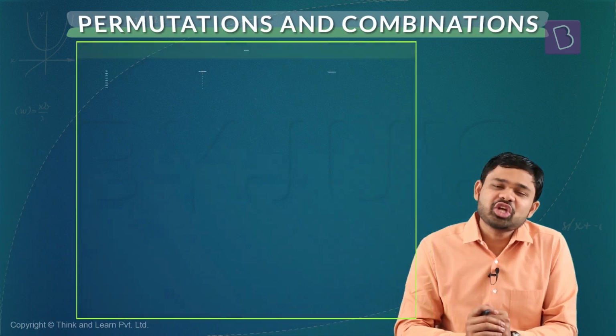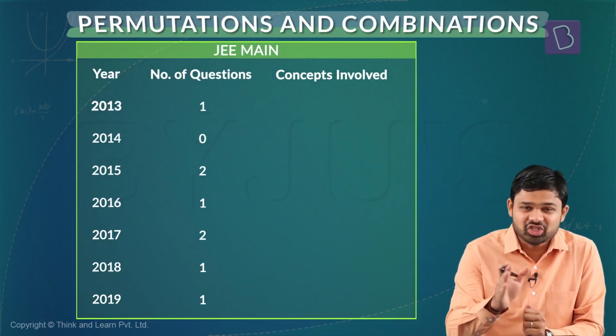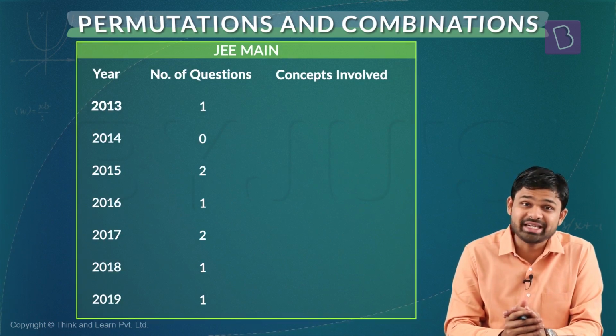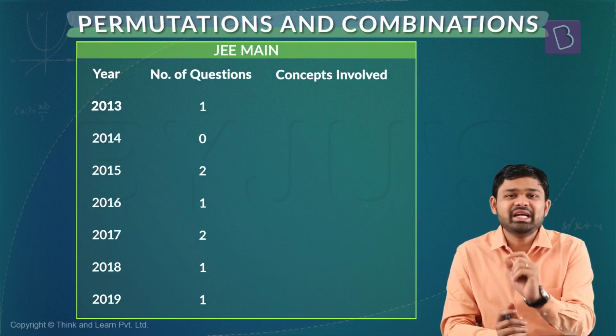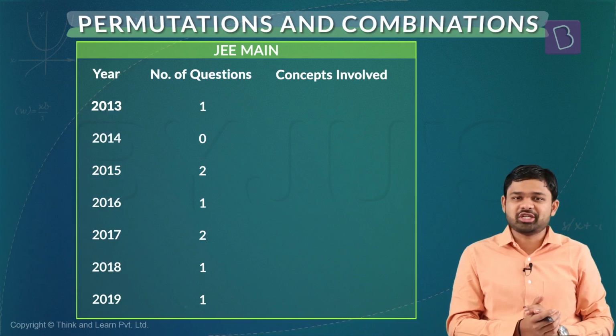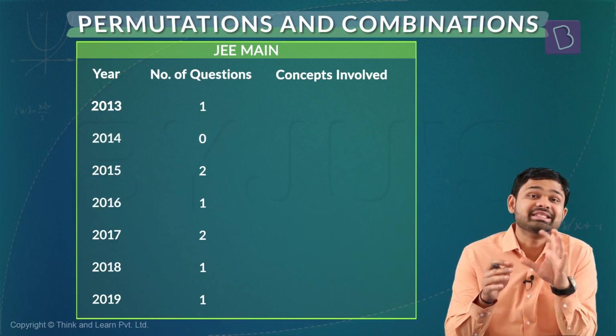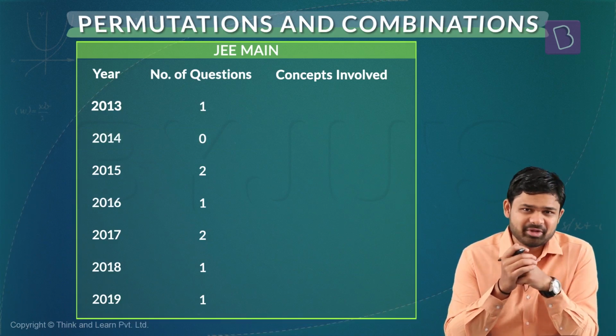Also, this chapter is a favorite of the ones who set the examination question paper. This can be seen from the trends that were there in the JEE Main and Advanced examination in the past few years. So if you look at the JEE Main examination, every year starting 2013 until the recently concluded exams in 2019, one question has definitely come from the chapter on permutations and combinations. Only in the year 2014, there were no questions from PNC directly in the main examination.